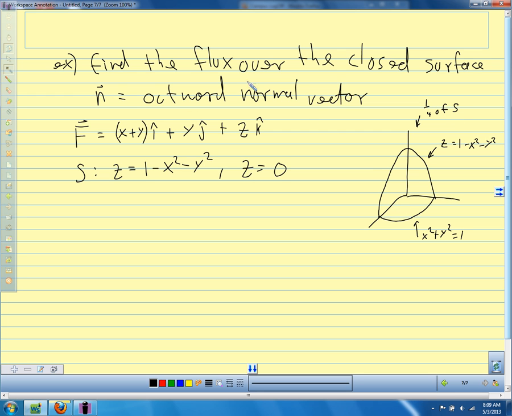All right, it wants the flux over the closed surface. So we have to take into account two different things. The top surface is our paraboloid. What's the bottom of the surface? It's a circle in the xy plane. So we have to find the flux outward through the top, and we also have to find the flux outward through the bottom. It wants the flux outward over the entire surface. So we have two parts to take into consideration.